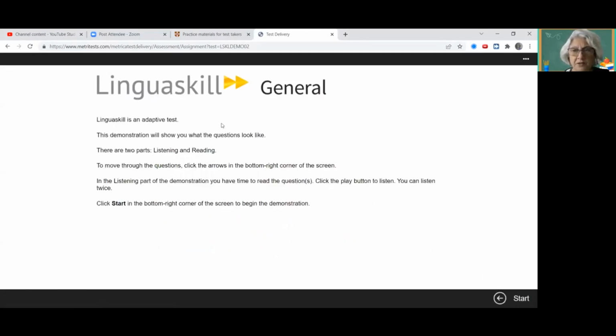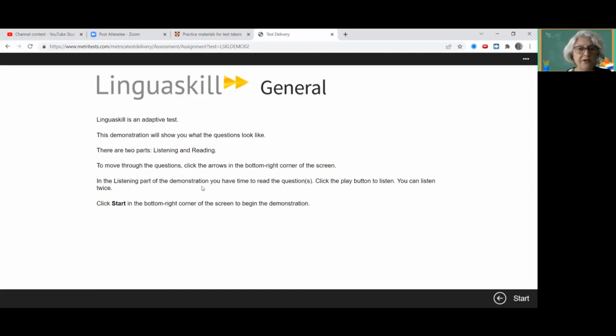And I'm going to read the instructions fairly quickly, but I want you to be doing that when you're actually practicing. It's an adaptive test. This demonstration will show you what the questions look like. There are two parts, listening and reading. To move through the questions, click the arrows in the bottom right-hand corner of the screen, right at the bottom here.